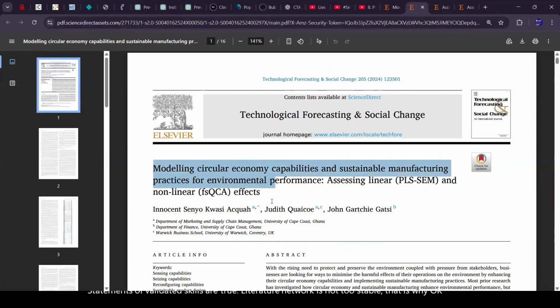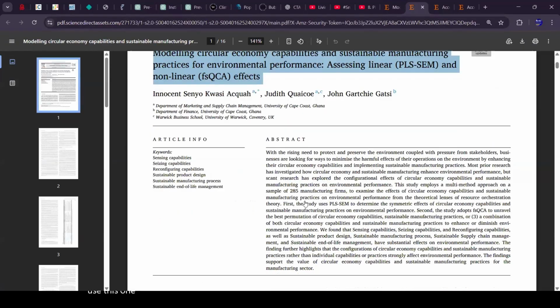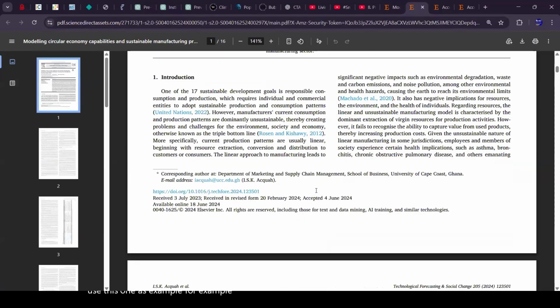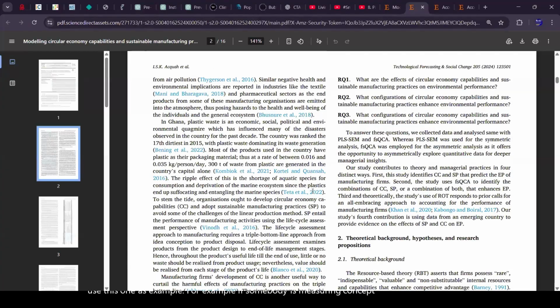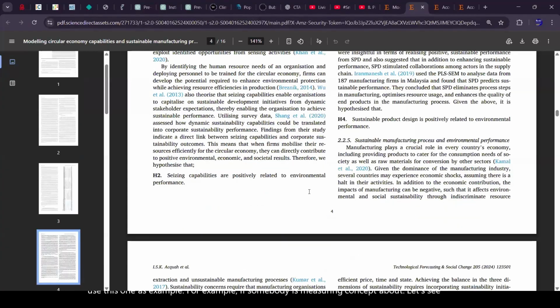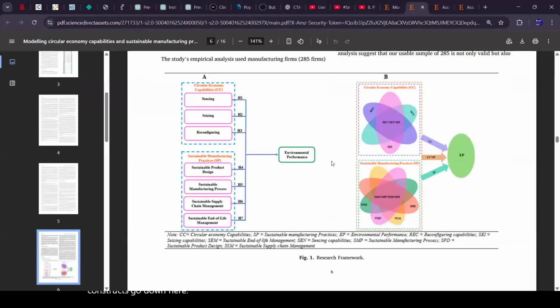So we use this one as an example. For example, if somebody is measuring concepts about, let's see the construct. Go down here. So that's why it is always important to do a conceptual framework. Anybody who is a researcher or wants to know anything about your work is not going to go to your topic. The person will come to your framework because the framework is a pictorial presentation of what you intend to do.